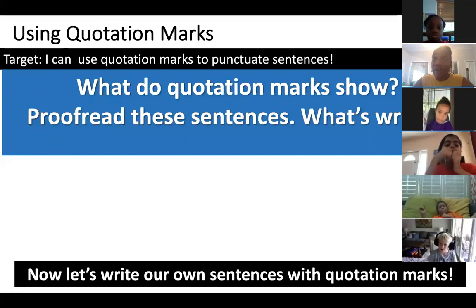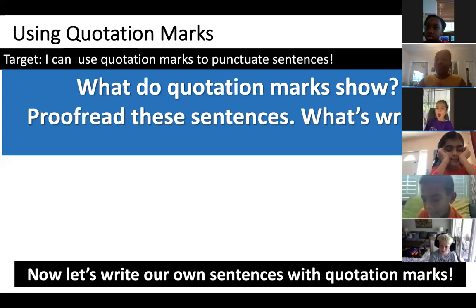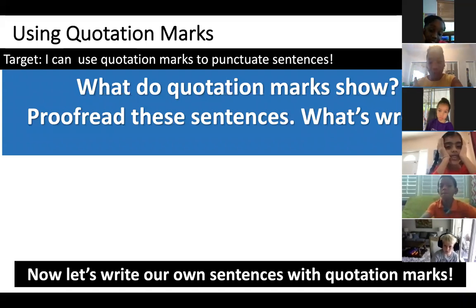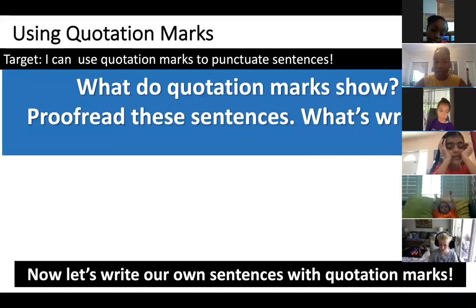Now, if we're going to be writing the words that someone else said, we are supposed to use quotation marks as well. So if you were to say, my mom said, yesterday I did my work pretty well, right? You would put the exact words that your mom said, I did my work pretty well, in quotation marks because those are the exact words that she spoke, okay? So you use quotation marks to show the exact words that someone said, okay?